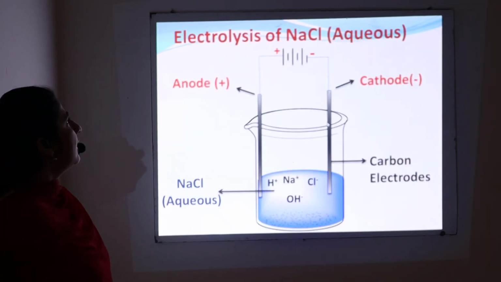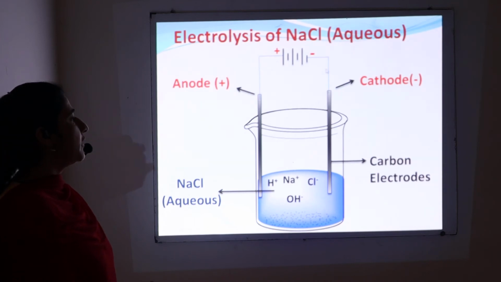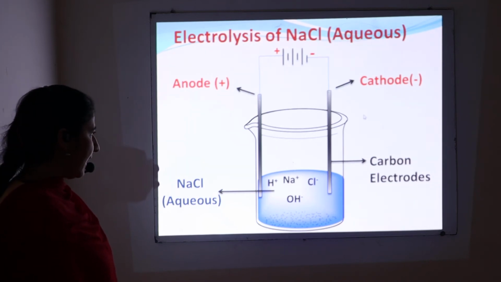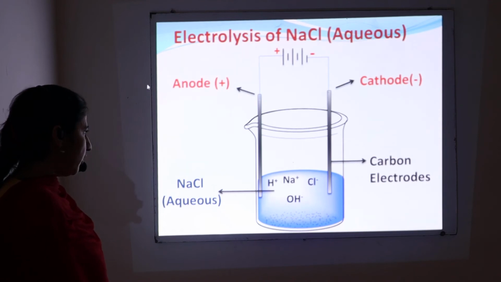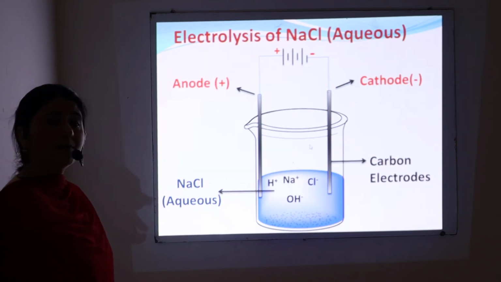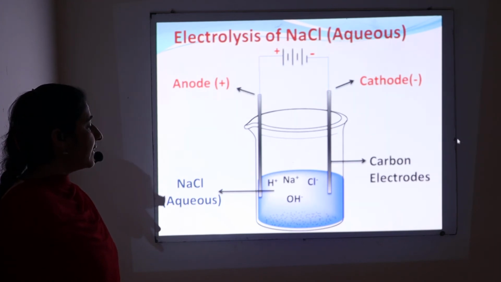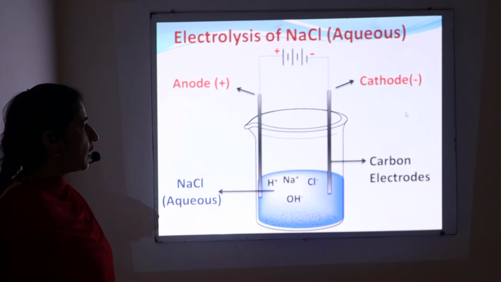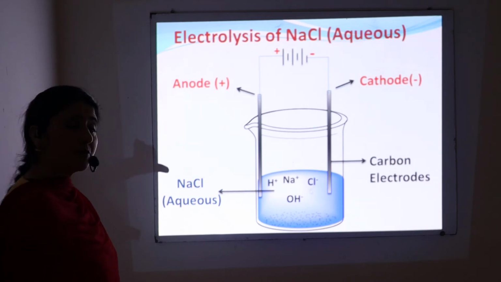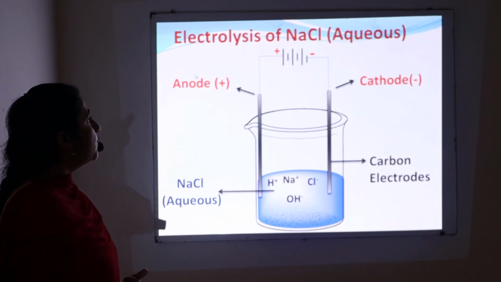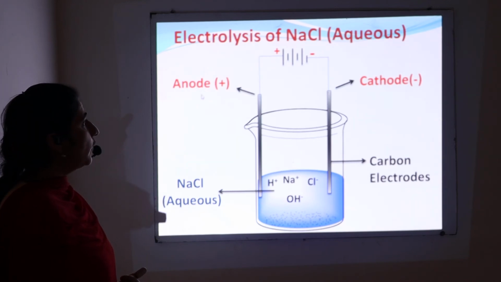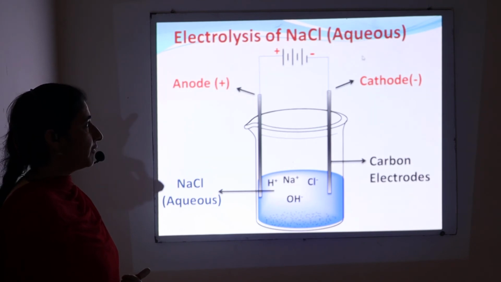In the electrolysis of aqueous sodium chloride, we have an electrolytic tank containing aqueous sodium chloride. It means it contains two types of positive ion and two types of negative ion: sodium ions, chloride ions, hydroxyl ions and H positive ions. Here we have two carbon electrodes dipped into the aqueous sodium chloride solution. The two electrodes, the anode and the cathode, are connected to the positive terminal and the negative terminal of the battery.